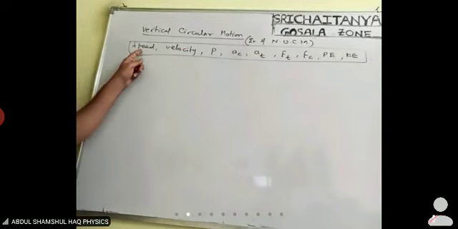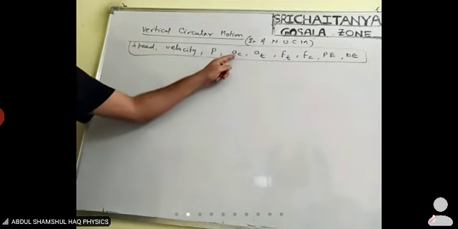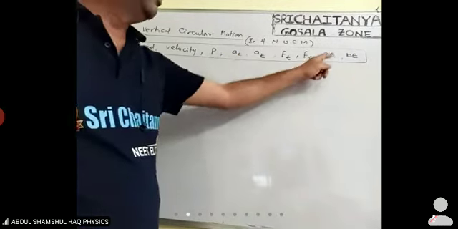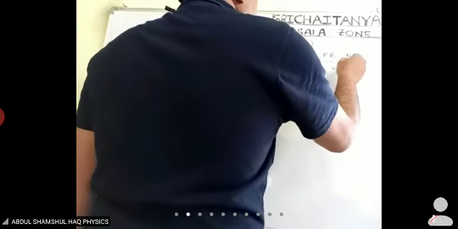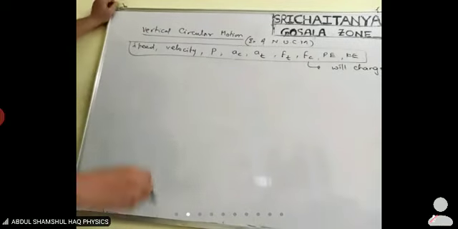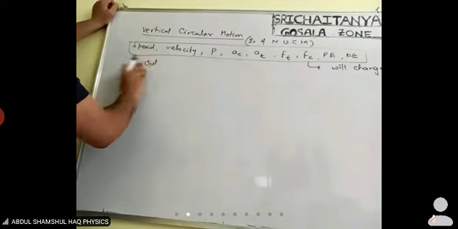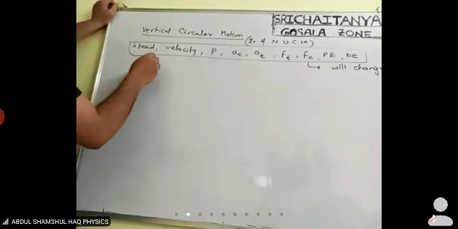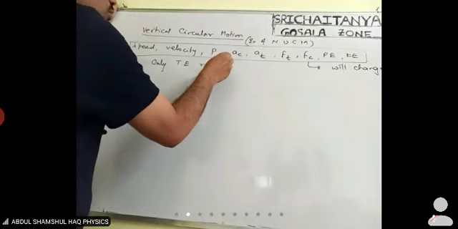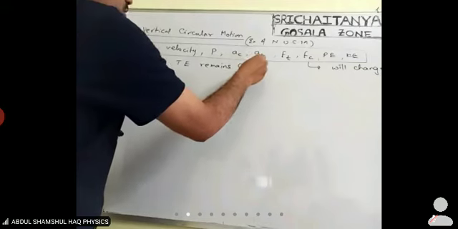So in a non-uniform circular motion, vertical circular motion, speed, velocity, momentum, centripetal force, acceleration, tangential acceleration, and potential energy and kinetic energy, all these will change. Only the total energy will remain constant. That is, total mechanical energy remains constant.